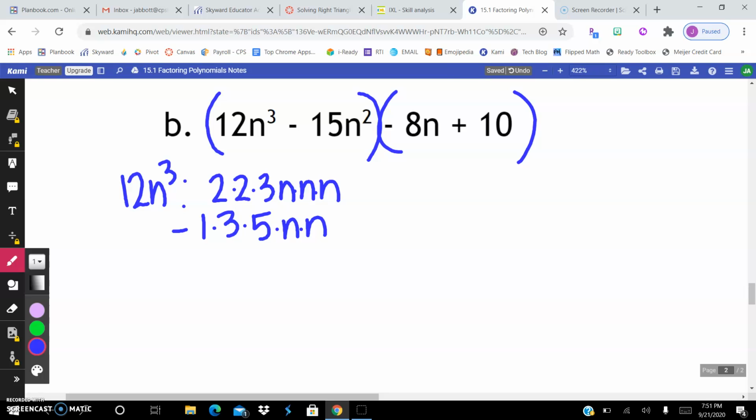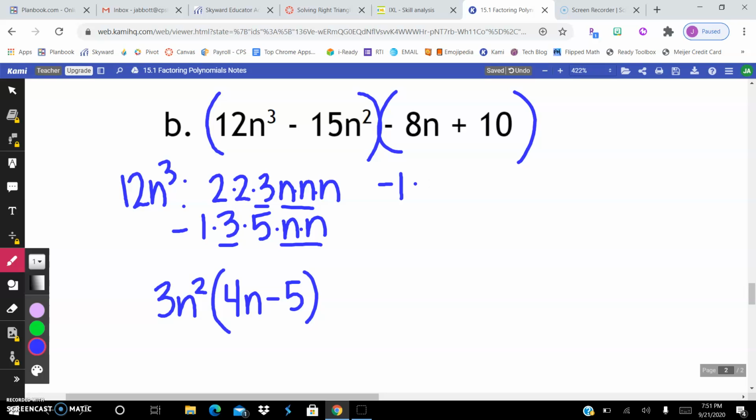So what do they have in common? They have a 3 and 2 n's, so 3n squared out front. What is left over? 2 times 2 and n, so that would be 4n on the top, and negative 1 and 5 at the bottom, so minus 5. And then we're going to look at negative 8n. That would be a negative 1. 8 is 2 times 4, and 4 is 2 times 2 with an n. Positive 10 is 2 times 5.